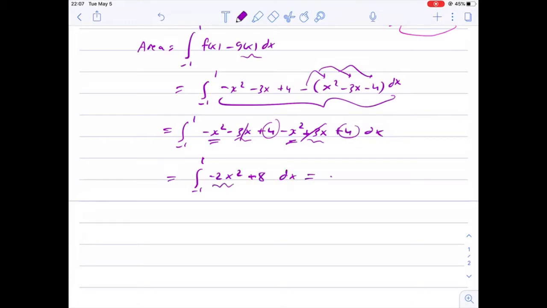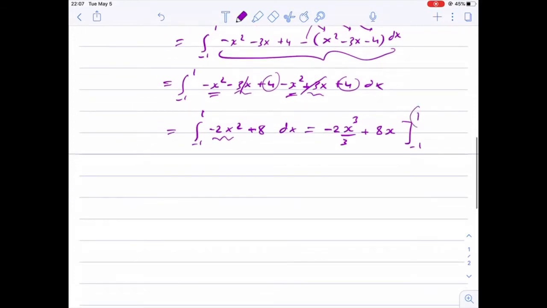And then we integrate. What is the integral of -2x squared? It's -2x cubed over 3. We add 1 to the power using the power rule of the integrals. Plus 8. 8 becomes 8x because it's just a constant. And then we integrate from -1 to 1.